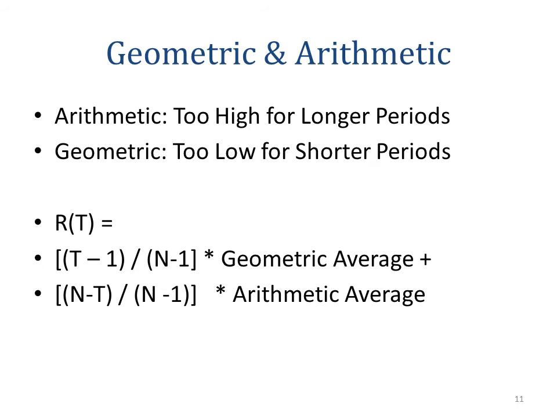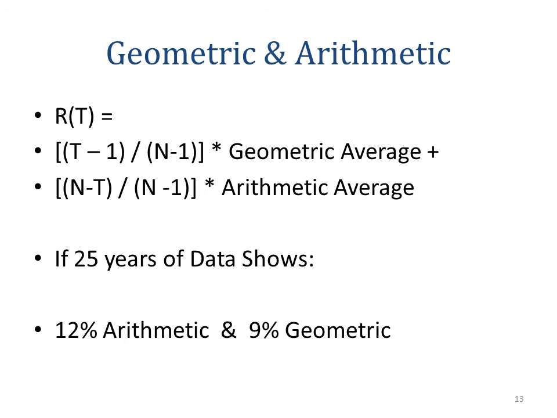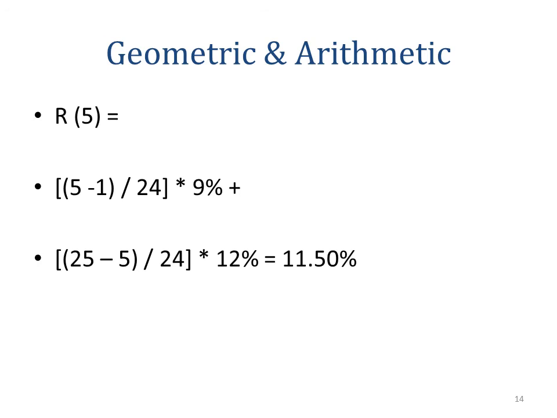Again, we are using both systems because the arithmetic might be too high for long periods, and the geometric is too low for shorter periods. So we sort of come in between, combining the two. Okay, we have this, 25 years of data. We have this, and we want to forecast 5 years.